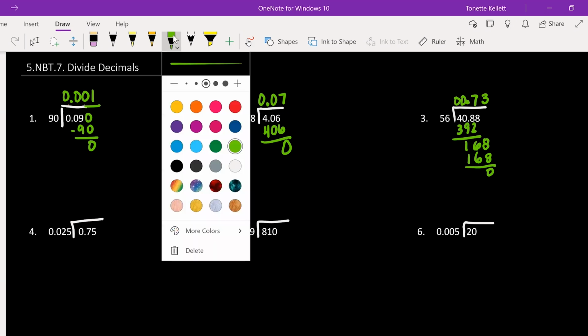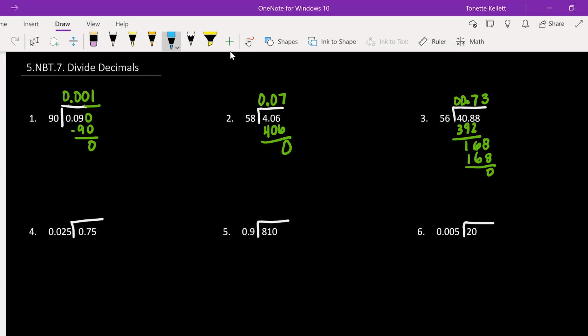I'll change the color because now we're going to work with a different kind of problem. These problems have decimals in the divisors. You first have to get rid of the decimal in the divisor and make it a whole number before you can solve these problems. The rule is whatever you do to one side, you do to the other. Whatever you do to the divisor, you have to do to the dividend.